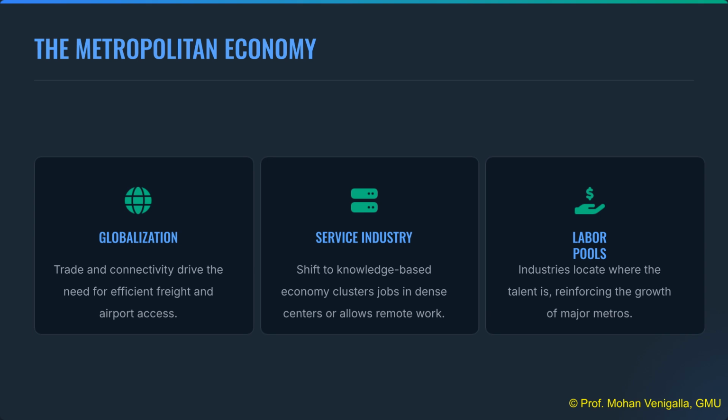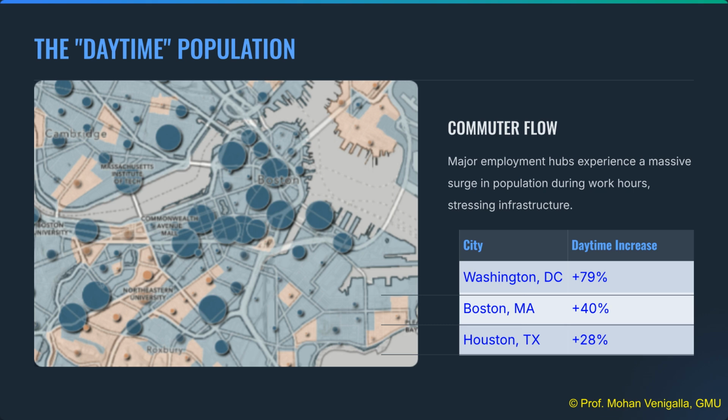Globalization demands efficient freight and airport access. The service shift clusters jobs but also allows remote work, reinforcing growth in major metro areas where talent concentrates. Commuter flow causes a massive daytime population surge in employment hubs. This severely stresses our infrastructure during peak work hours.